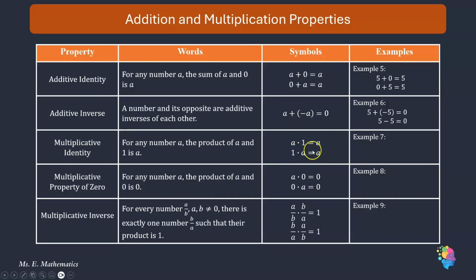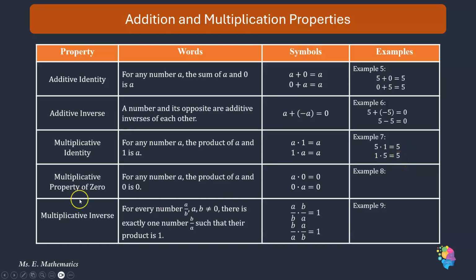This one is extremely important. That means that if I ever have a 1A, I can just write A. Or if I have A, then I can write 1A. Using numbers, I know, I keep using the 5. I don't know why. So 5 times 1 is equal to 5, and 1 times 5 is equal to 5.